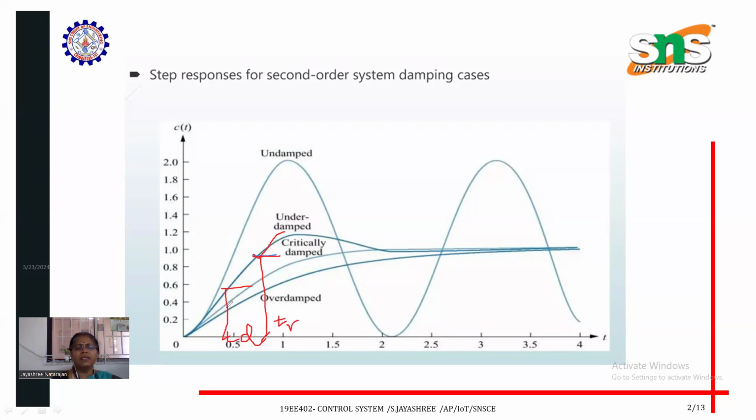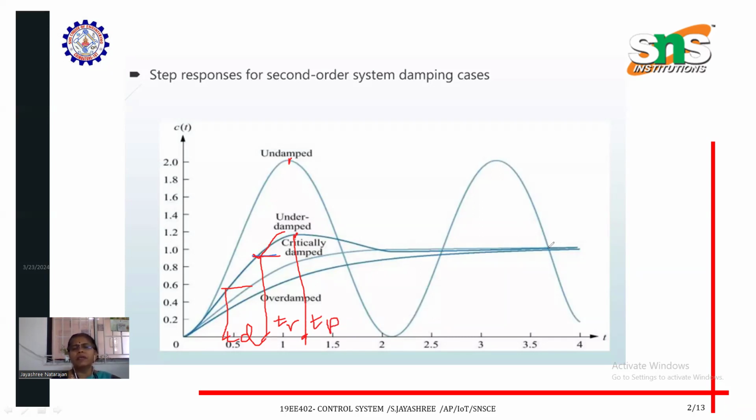Then what is TP? Peak time. The time taken by the response to reach peak value. This is my peak value in the critically damped system. This is my peak value in the undamped system. So the time taken by the response to reach peak value, we call it TP, that is peak time. Then what is settling time?